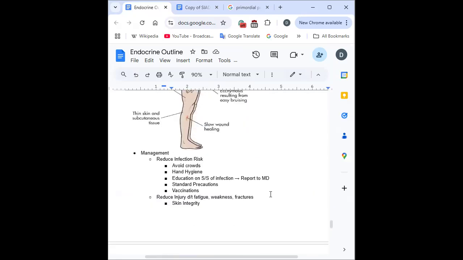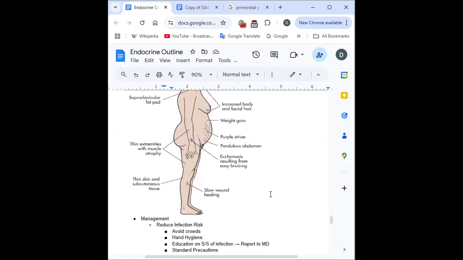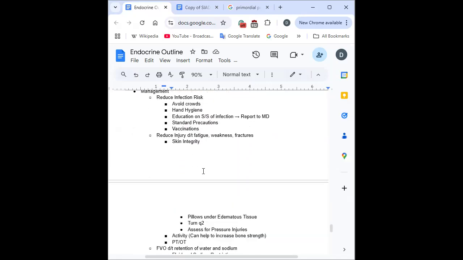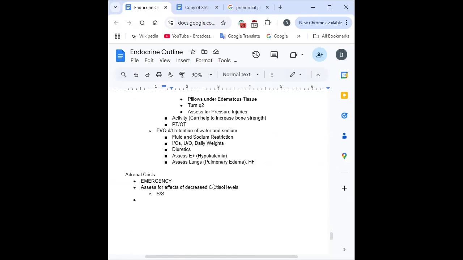So big things are about the infection risk, fluid volume overload, as well as general injury, so skin breakdown. They also have worse wound healing, all of that stuff. And another one, if you want to include, would probably be the blood sugar, making sure that that's within normal limits, as best as you can.